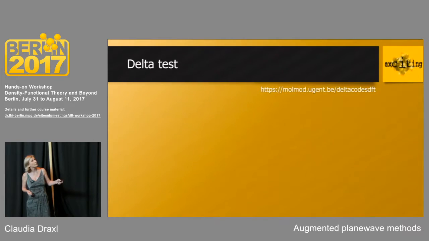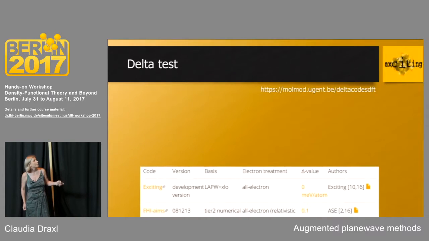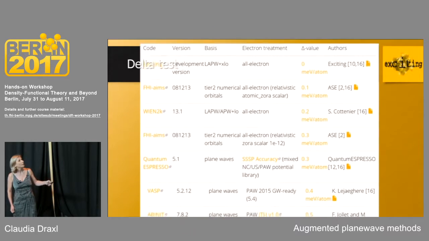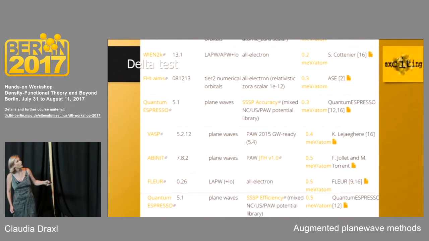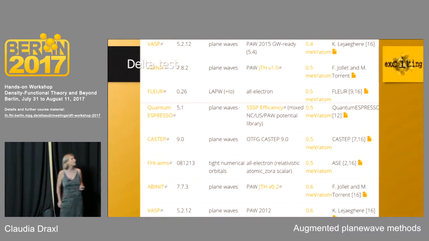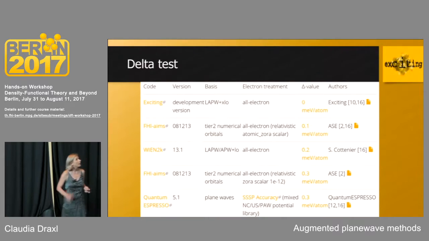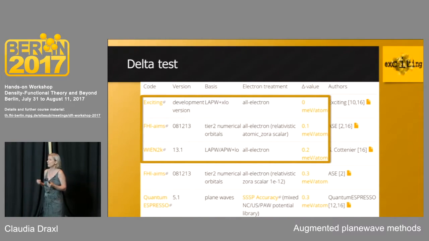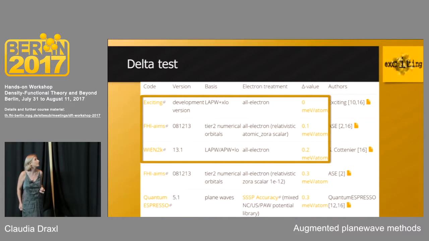But if you go to Stéphane's webpage here, you can choose a code. Of course, we have chosen exciting here because this is the dearest to us, and then you can see how all the other codes compare with this, and this is the overall deviation of the average quality factor of all the materials that you've computed. I don't want to go into detail here, just to point out that you see here on top, these are all-electron codes which have very similar results. So they agree basically in how they solve the Kohn-Sham equation for all the materials.